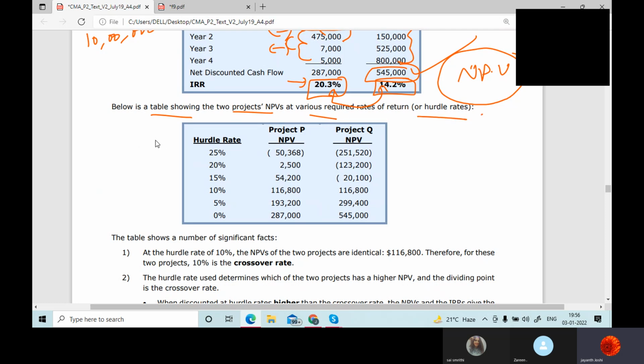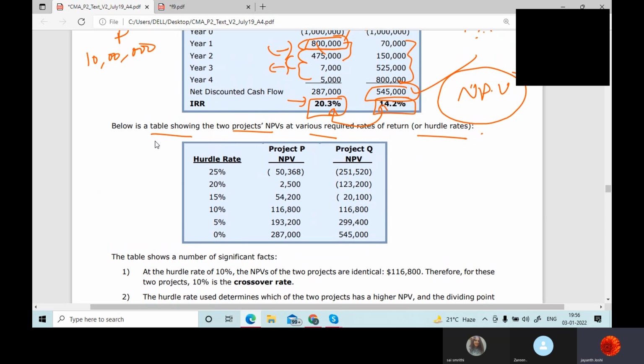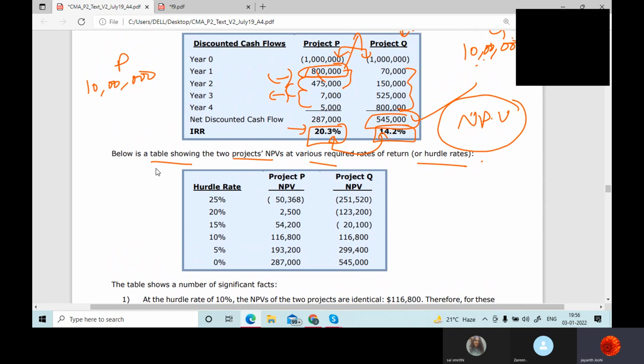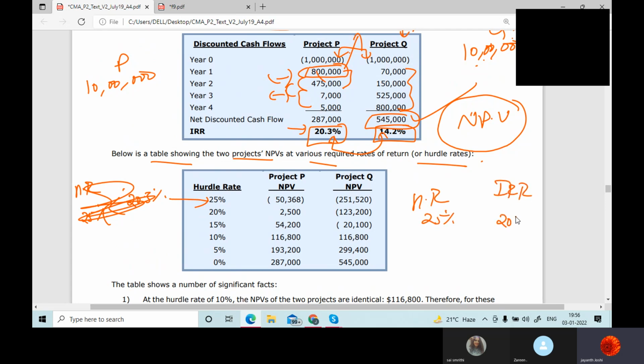Now, below is the table showing the two projects' NPVs at various required rates of return or hurdle rates. So they have found out the NPVs at different rates for both the projects. At 25%, since this 25% is a hurdle rate and my IRR is 20.3%, my hurdle rate is more than IRR. So I should definitely reject the project. Why? Because I'm getting negative NPV, correct? In both the cases, isn't it?